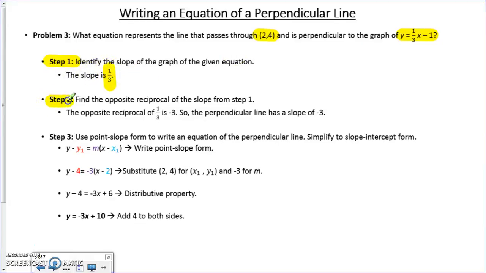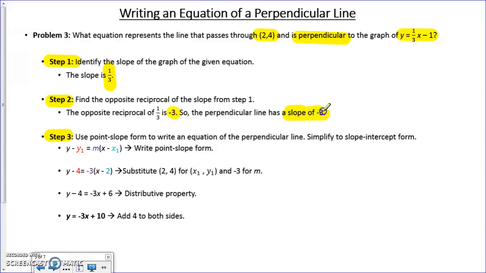Now step 2, remember we have to write the equation that is perpendicular to the graph. So find the opposite reciprocal of the slope from step 1. The opposite reciprocal of 1/3 is -3/1, or just -3, so the perpendicular line has a slope of -3. And step 3, we're going to use point-slope form to write an equation of the perpendicular line, and we're going to simplify to slope-intercept form.